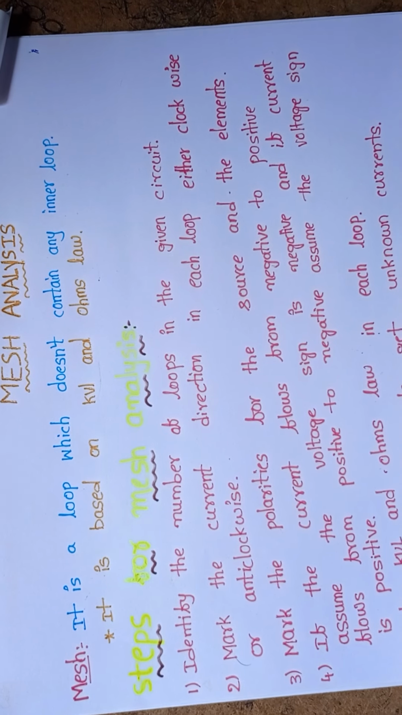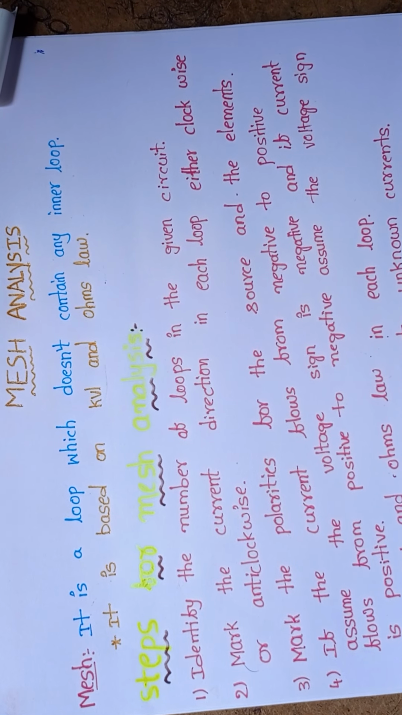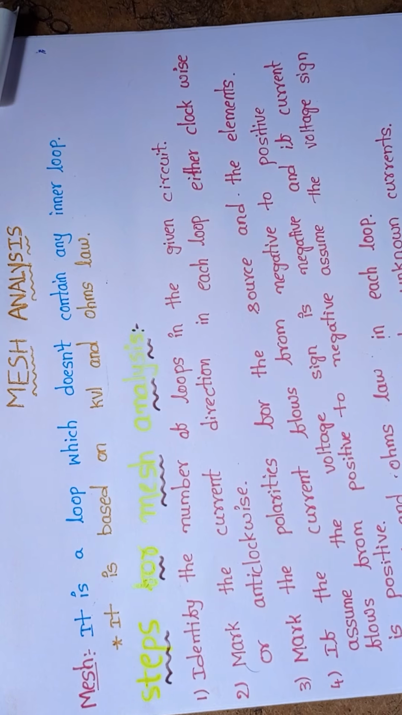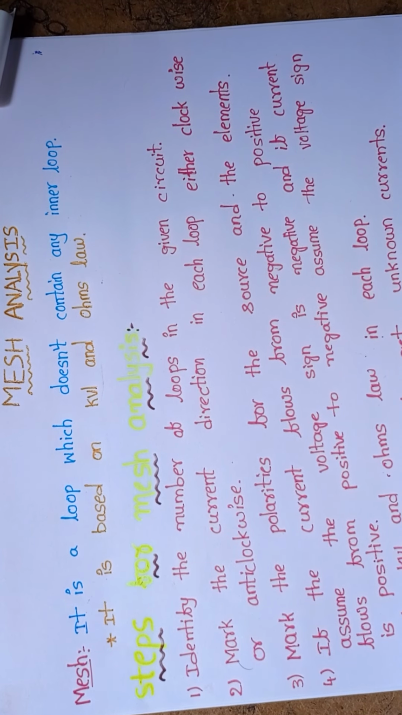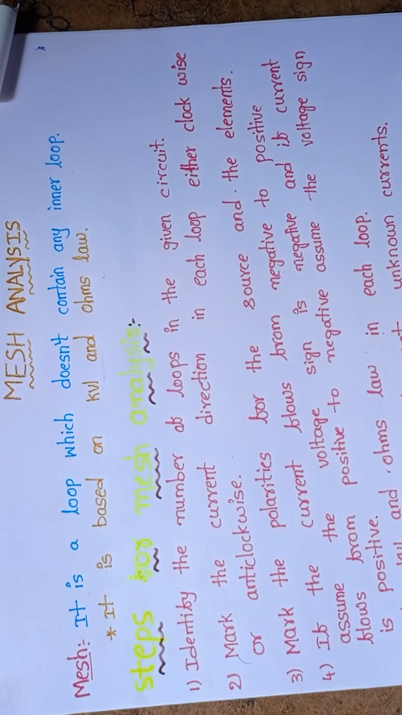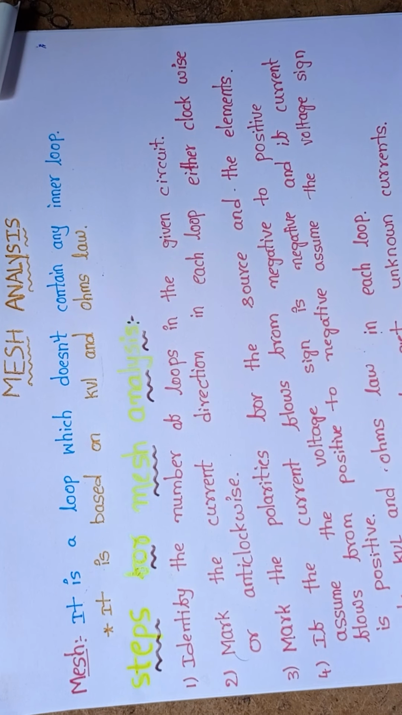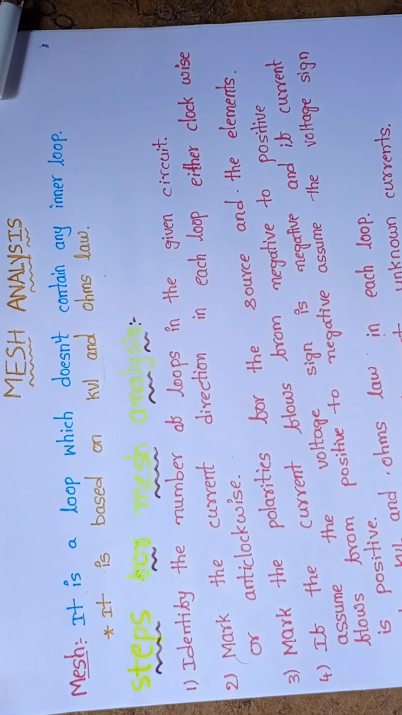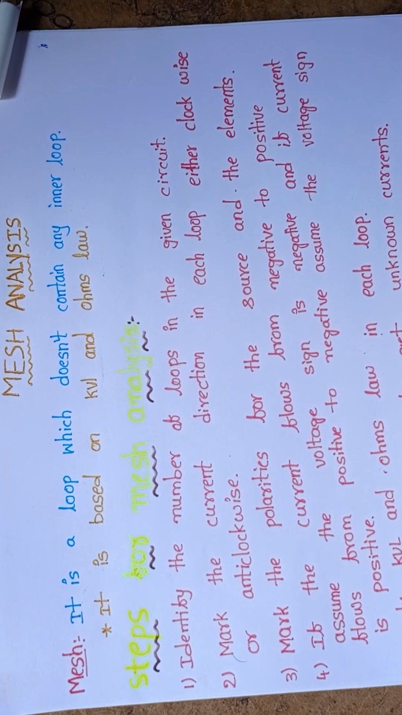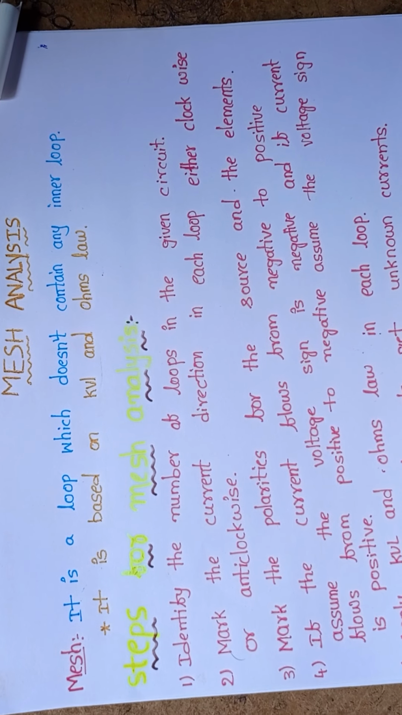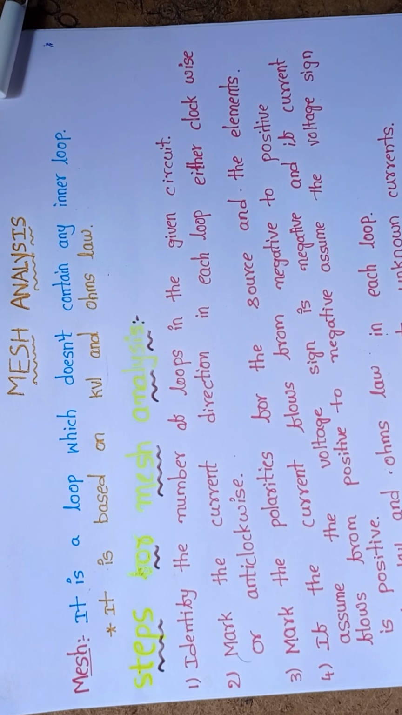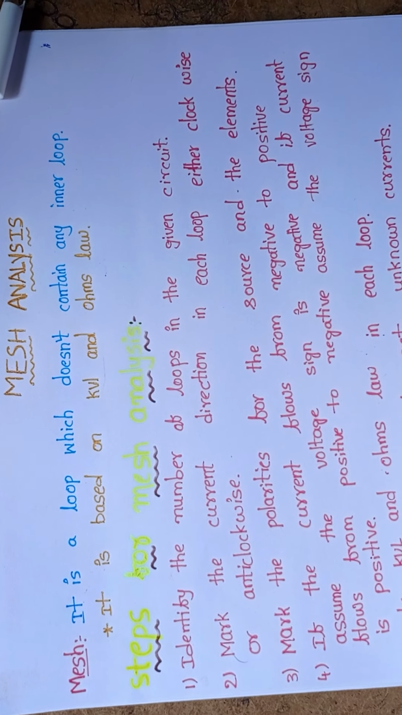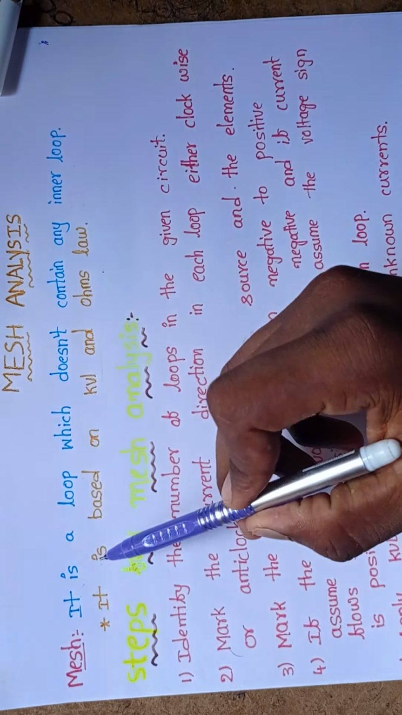Hello friends, in the last video I discussed what a star connection and a delta connection are, and how we can transform star into delta and delta into star. In this video I will discuss mesh analysis. Mesh analysis is the analysis used to find the unknown currents in the loops of a circuit. Before going to mesh analysis, let's see what a mesh is.